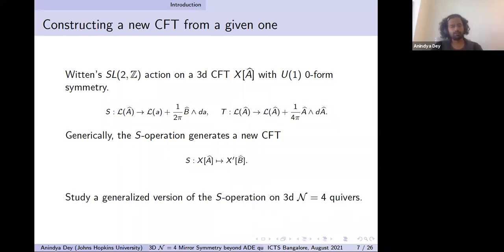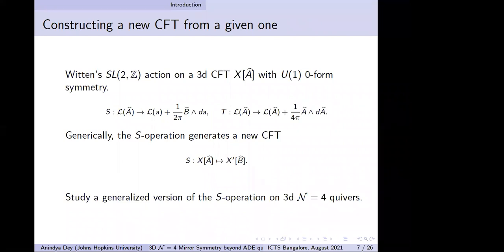Now, what we are going to do is to study a generalized version of this S operation on 3D N=4 quivers. So we are going to specialize and study some generalization of this S operation on a very special class of theories, which are N=4 theories in 3 dimensions. Are there any questions about this?